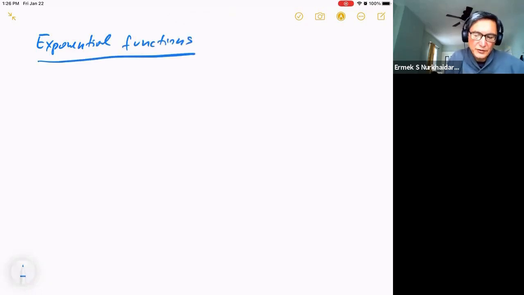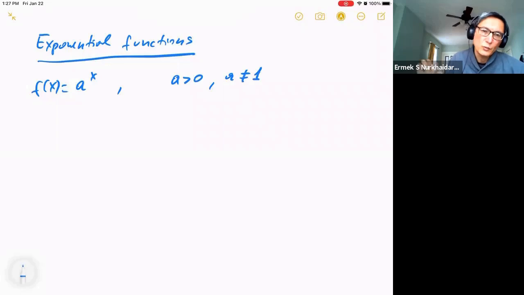So you remember exponential function has a form a to x. And we assume that a is a base here, so a is positive. Okay? And usually we assume that a is not equal to 1 because 1 to any power is 1.